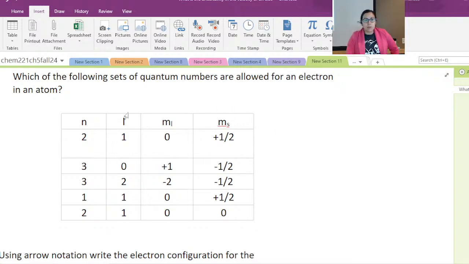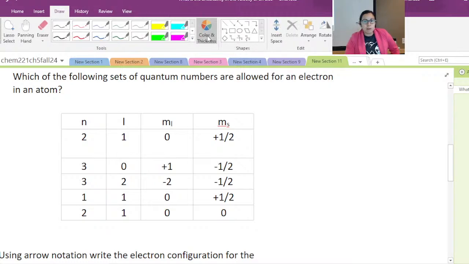So let's go through them. What about the first one? Is this allowed or unallowed? That one should be allowed. So allowed, and then can you maybe give an example of what element it could be?